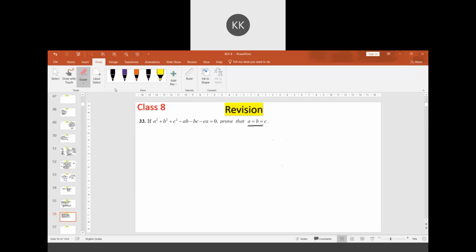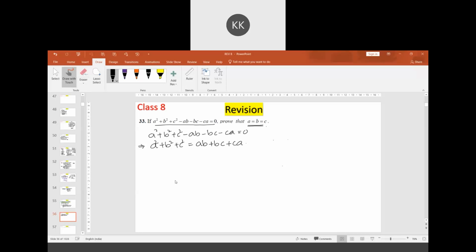Now I will try it out in a different method. Let me consider the given: A square plus B square plus C square minus AB minus BC minus CA equal to 0. This is given. From this, I'll transpose all those negative terms to the right hand side, and it will be AB plus BC plus CA. Correct? Yes, sir.